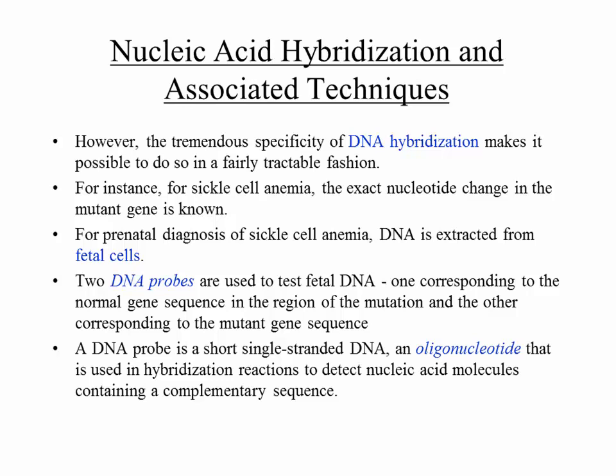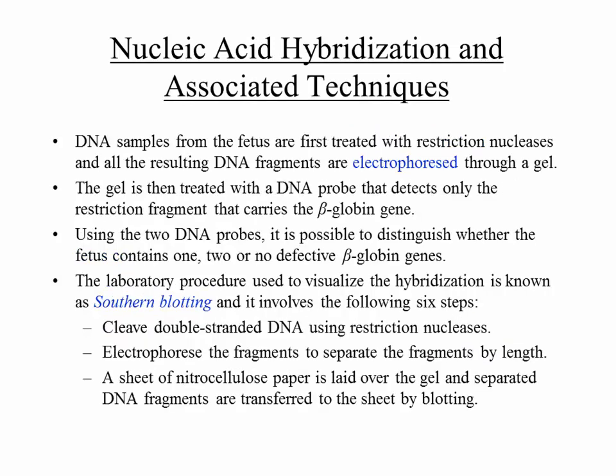Now what is a DNA probe? A DNA probe is a short, single-stranded DNA, an oligonucleotide. Well, what is an oligonucleotide? An oligonucleotide is a synthetic nucleotide, because today we have the capability to engineer DNA molecules in the lab, so we can go and synthesize that. So that would be an oligonucleotide, a short stretch of DNA, which is used in hybridization reactions to detect nucleic acid molecules containing a complementary sequence. So if you're looking for a particular DNA sequence, go ahead and artificially synthesize the complement of that sequence, and then use that as a probe, because that is going to hybridize to the sequence that you're looking for with great specificity. That's the key idea.